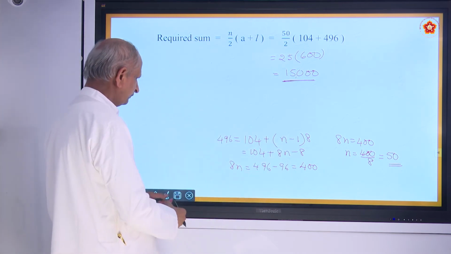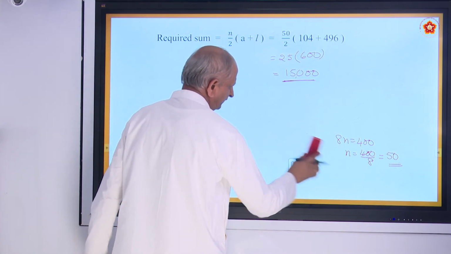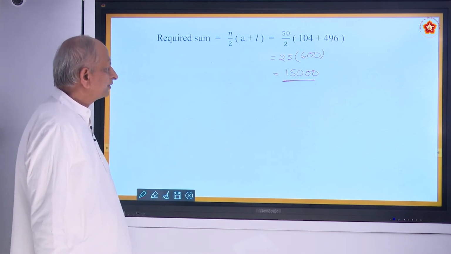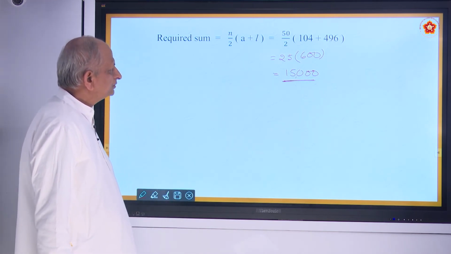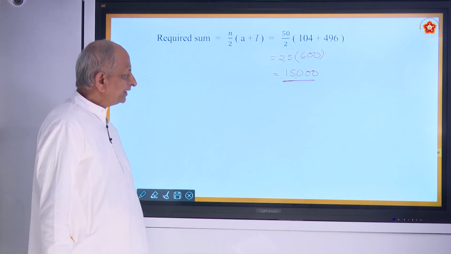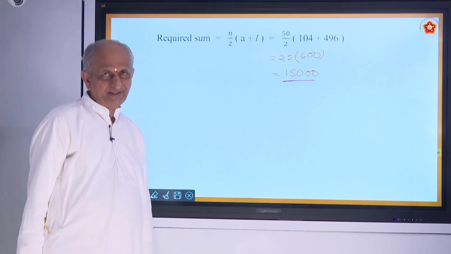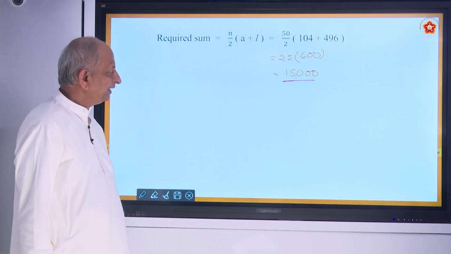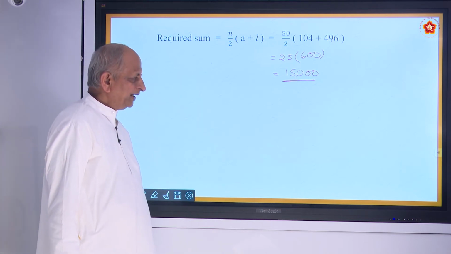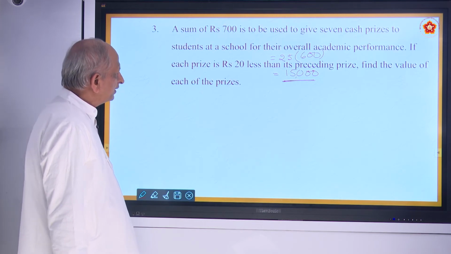Okay. So, this you have taken down. You must be fast in writing down. So, this is the required sum, that is the sum of numbers divisible by 8 between 100 and 500. You can check up and find out if it is true or not. Next question.